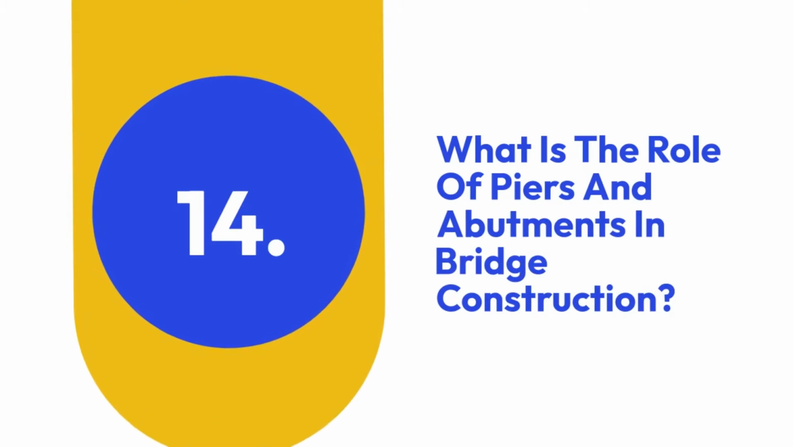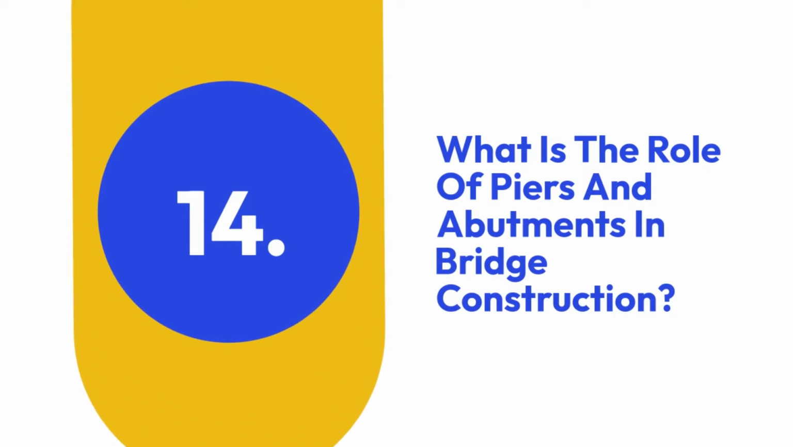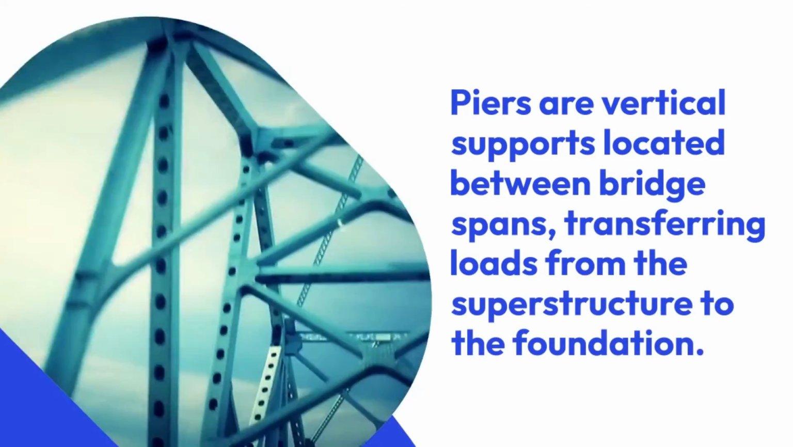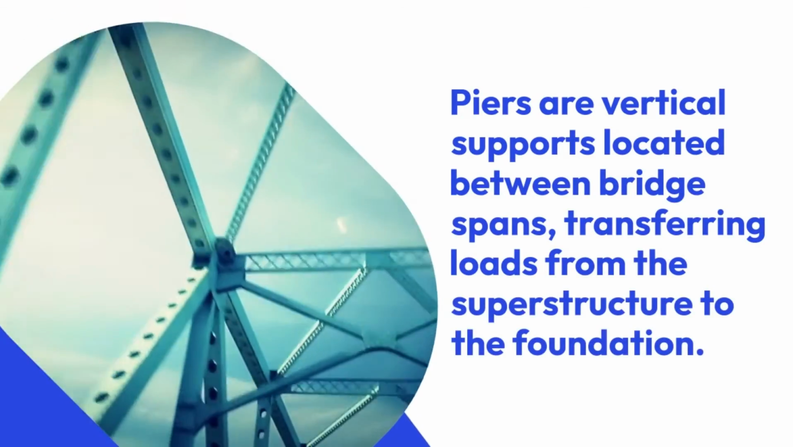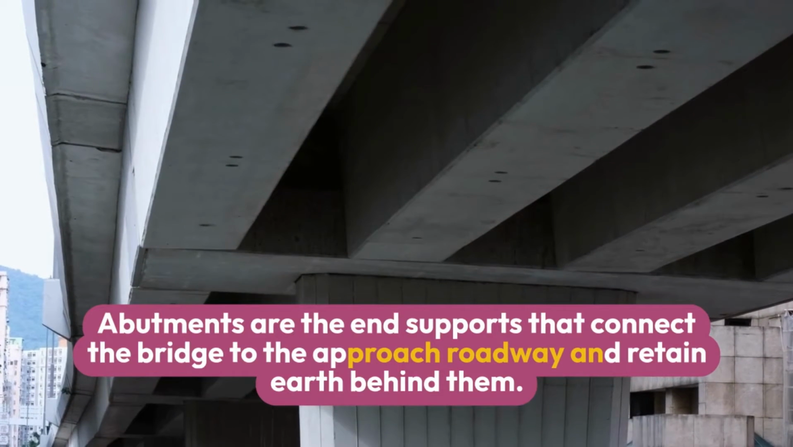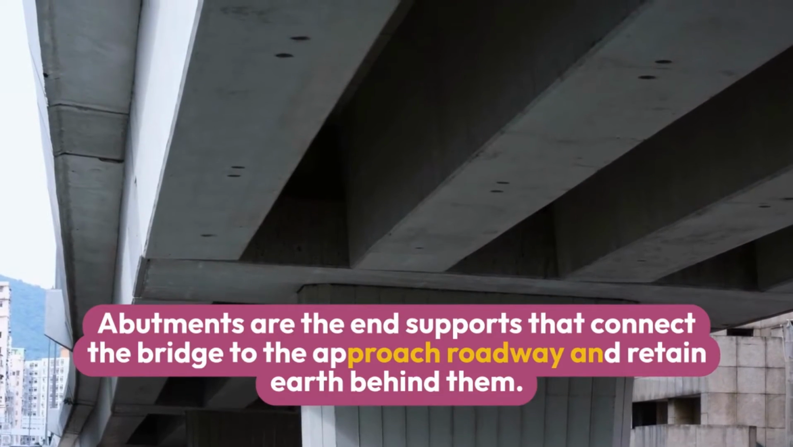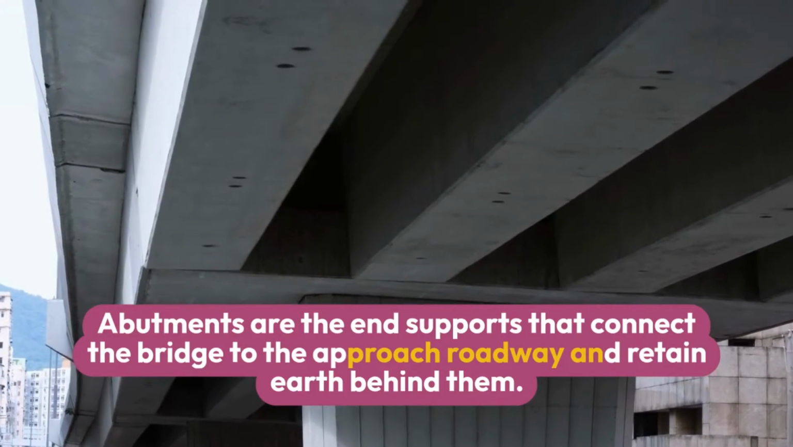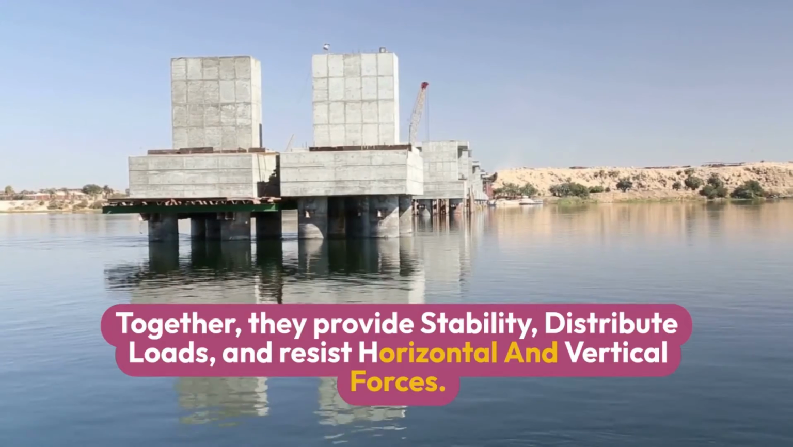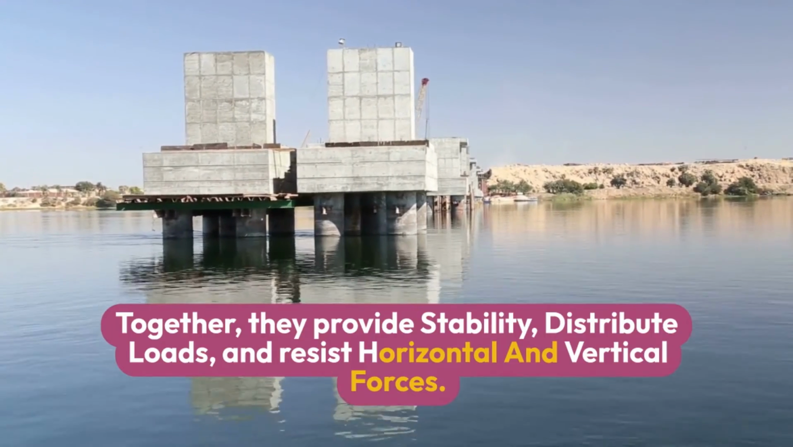14. What is the role of piers and abutments in bridge construction? Piers are vertical supports located between bridge spans, transferring loads from the superstructure to the foundation. Abutments are the end supports that connect the bridge to the approach roadway and retain earth behind them. Together, they provide stability, distribute loads, and resist horizontal and vertical forces.